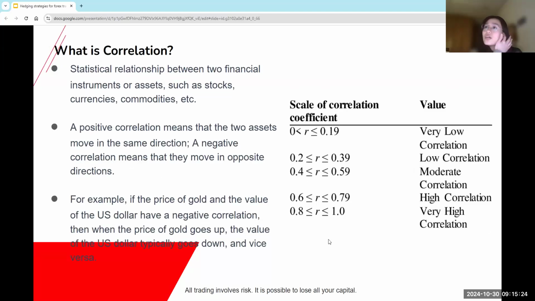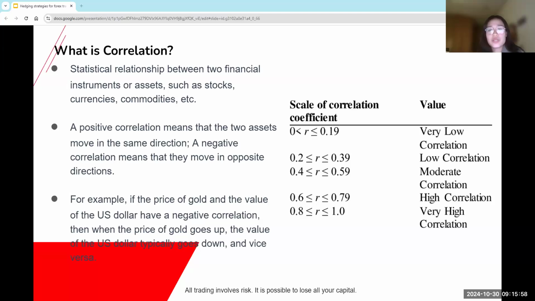Okay, now let's talk a bit about correlation and what exactly it is. What exactly is correlation? It basically refers to the statistical relationship between two financial instruments or assets, such as stocks, currencies, commodities, etc. Positive correlation means that the two assets are moving in the same direction, and negative correlation means that they're moving in opposite directions.